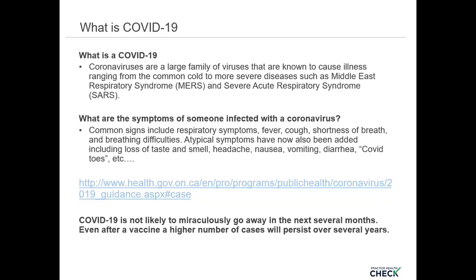What are some symptoms of someone infected with coronavirus? So you have your common symptoms, which include respiratory symptoms, fever, cough, shortness of breath, breathing difficulties. And then you have some other symptoms, which include loss of taste and smell, headache, nausea, vomiting, diarrhea, and COVID toes.